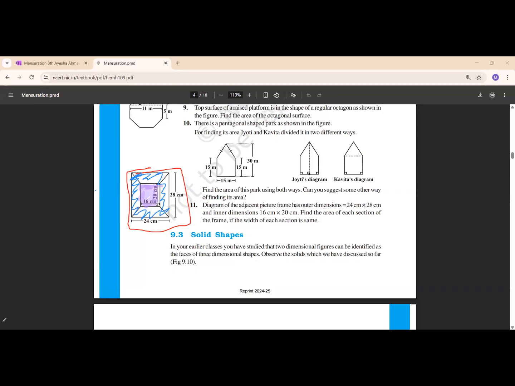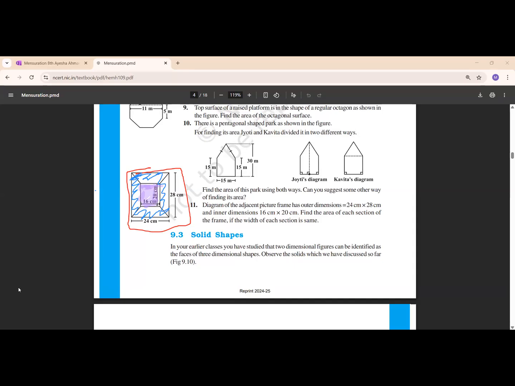Sir, 80 centimeters square. 80 centimeter of which one? The purple one, the blue one, or the full? The blue one. What I said, blue one. So how did you find the area of the blue one? Sir, by multiplying them. No, no, no.